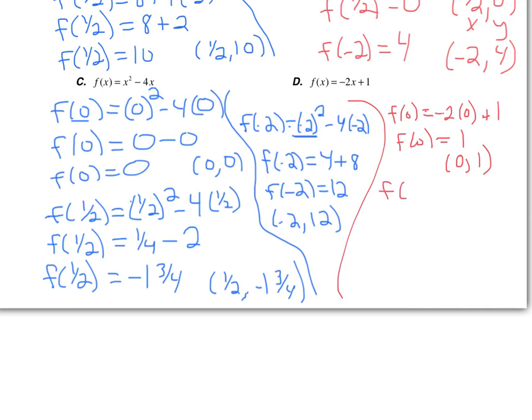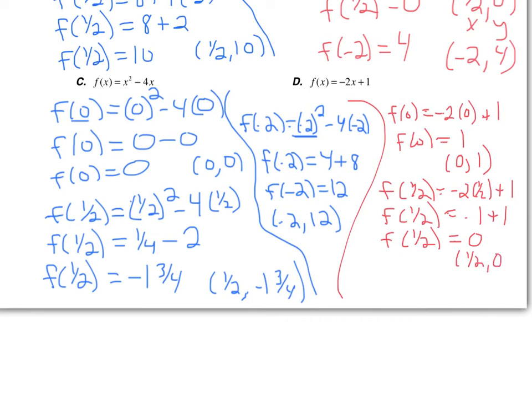And then f of 1/2, -2 times x plus 1. And again, x is 1/2. So f of 1/2 equals -2 times 1/2 is -1 plus 1. So that means that f of 1/2, -1 plus 1 is 0. So that would be an input of 1/2, an output of 0.